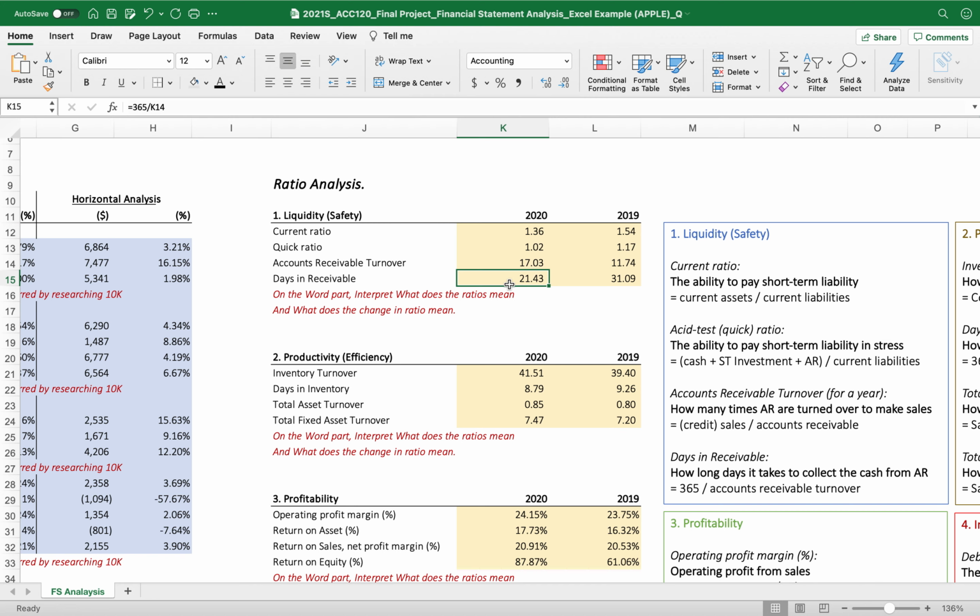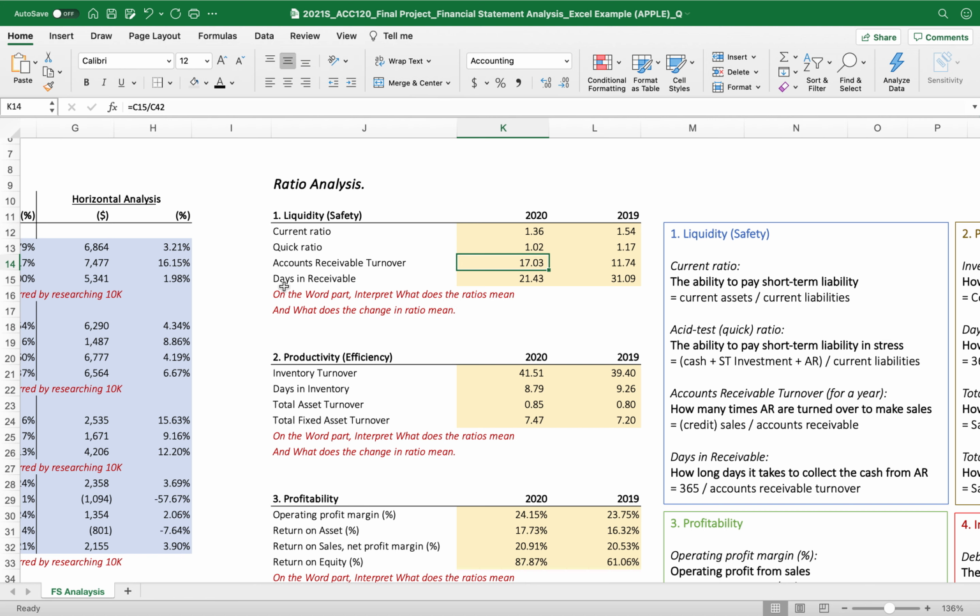So likewise, you need to explain. You also explain this accounts receivable turnover of 17 times. What is the 17 times? Why has it been significantly improved? The company increased the turnover ratio of accounts receivable collection, so that we can reduce the days in receivable.